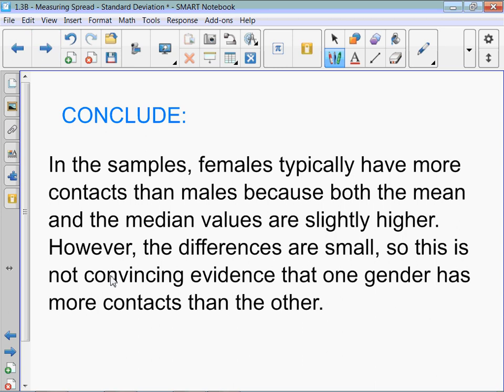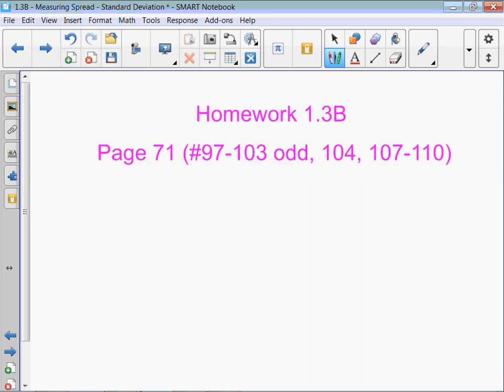And then we conclude. So make some sort of conclusion based on the data. In the samples, females typically have more contacts than males because both the mean and the median values are slightly higher. However, is it significant? Not really. We're going to talk about how to prove whether something's significant or not next semester a lot. But for now, you can just look and say, well, it's not that much greater, and so it's not really convincing evidence that one gender has more contacts than the other. Okay? All right, you guys can write this down.